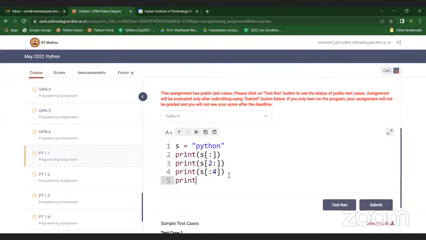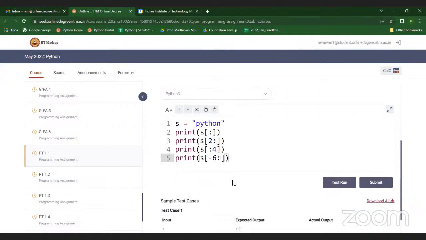And then when you're talking about negative indexing, it will be -1, -2, -3, -4, -5, -6. So you should start from -6, and then you should not include the last one. If you are mentioning -1, that corresponds to the last character, that is n. It won't include that, so you could just leave it out. Let me just test run it.